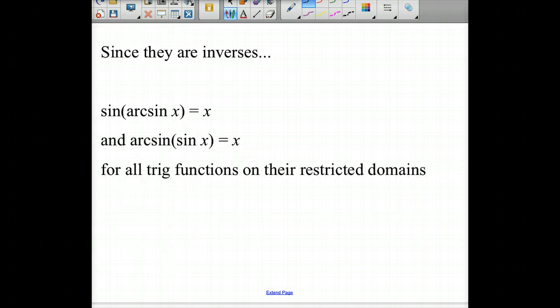All right? So remember what inverses do. They undo each other. So the sine of arcsine of x would just be x. Or you could write sine of inverse sine of x is just x. They undo each other. And vice versa, arcsine of sine of x, for all trig functions in their restricted domains, whatever part of the graph we're looking at. So if we have tangent of arctangent of x to the third power, that would just equal x to the third power because they undo each other.